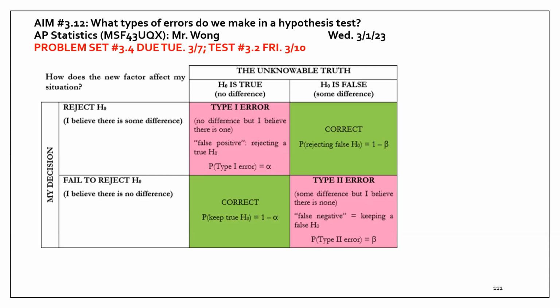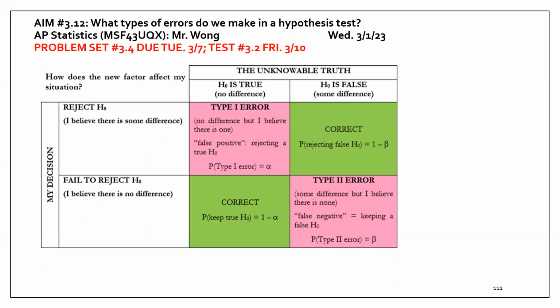Now, if you look at the rows here in this table, there are two possibilities. You can either reject the null hypothesis, or you can fail to reject the null hypothesis. Now, remember, we never say that we accept a null hypothesis. We only say that we can fail to reject. And the reason for that, as we said earlier, is that you can never really prove that something is true.